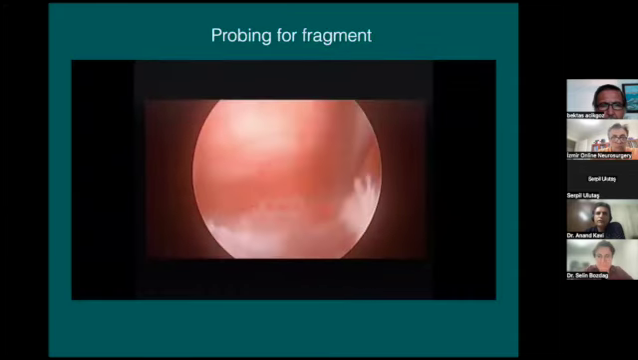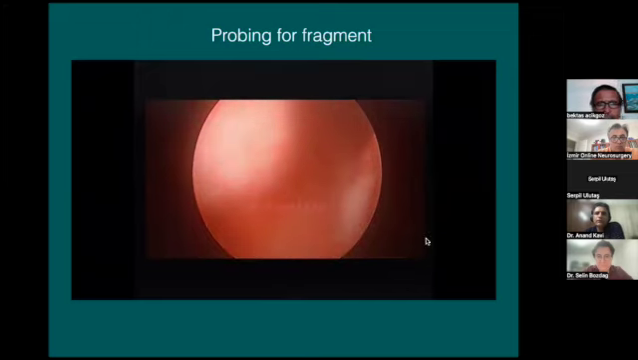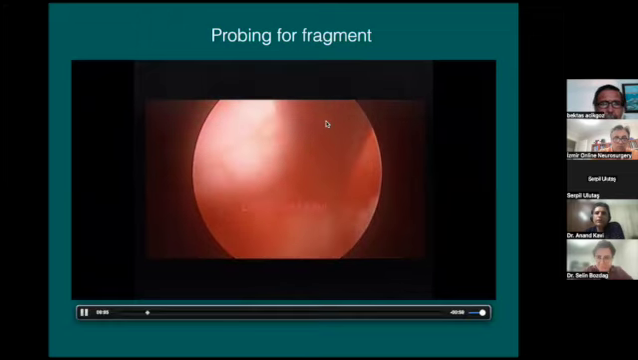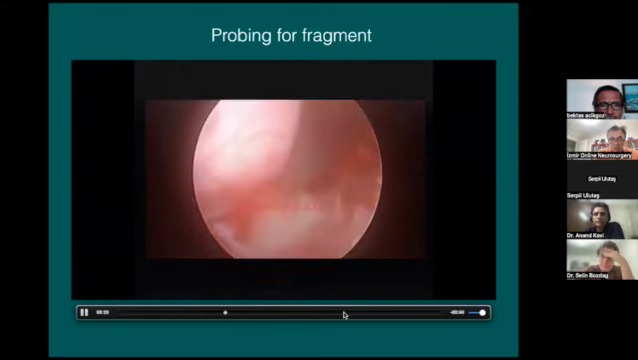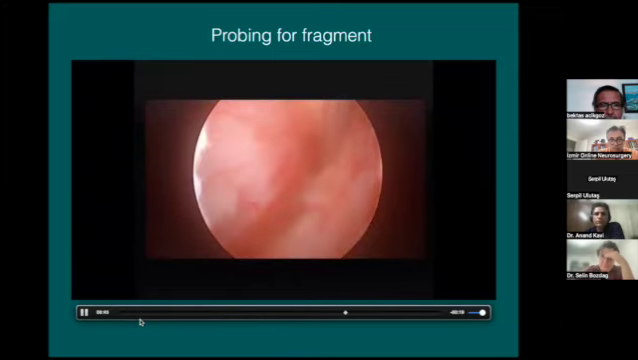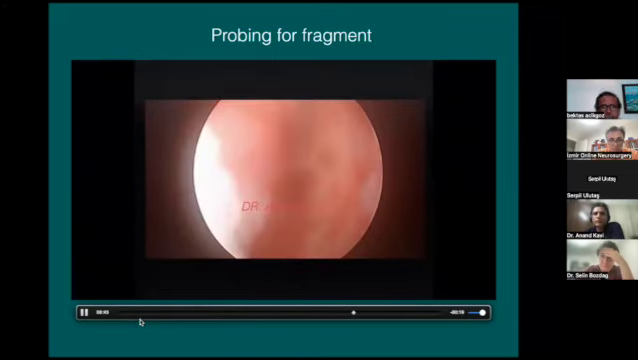We are trying to approach the disc fragment. You can use an endoscopic root retractor like this, and you can put your radiofrequency probes or other instruments through this. So it is absolutely safe. Without injuring the dural tube or the roots, you can do the decompressions. Here a probe is being used to remove the migrated disc fragments.